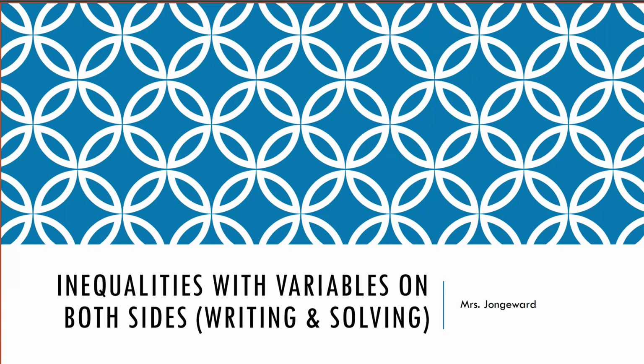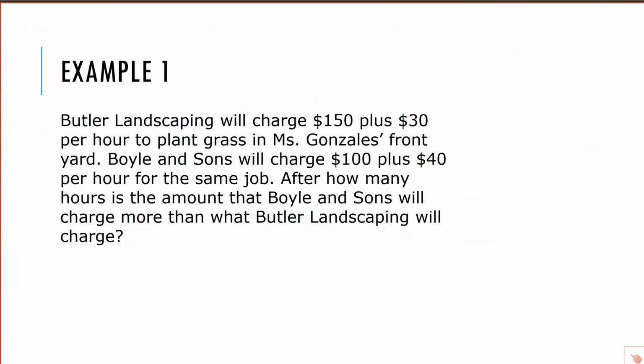Hey guys, so today's lesson is inequalities with variables on both sides. We are just going to be doing the writing portion, so we're not going to be doing the solving portion, just the writing portion of the inequalities for word problems. It is the same steps as writing the equations. You still have to look for the keywords. Now, in the middle of the two items that they're talking about is no longer going to be an equal sign. All right, so let's go to example one so you can see.